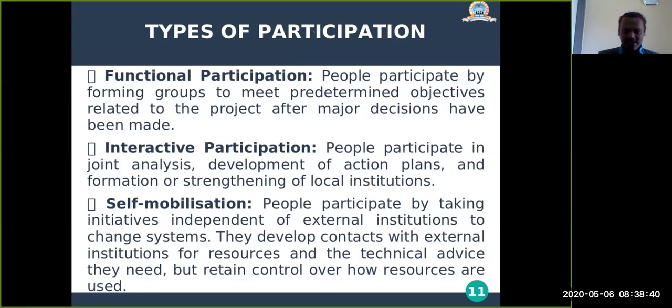Eighth one, self-mobilization. Here, people participate by taking initiative independent of external institutions to change the system.